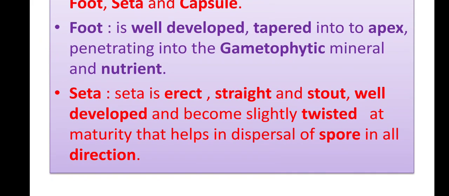Next one is the seta. The seta is erect, meaning straight, stout, well developed, and becomes slightly twisted at maturity. It helps in the dispersion of the spores in all directions. Why is it twisted?